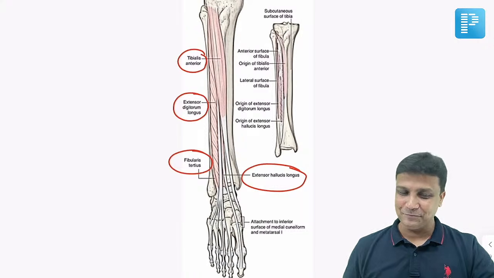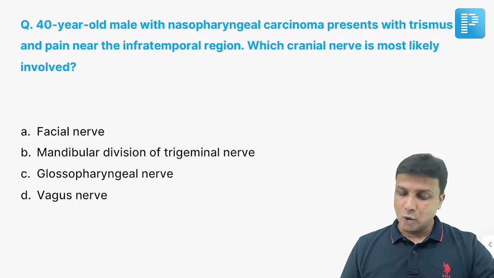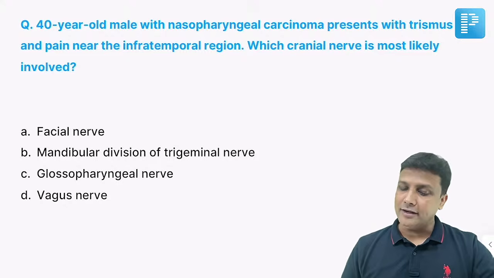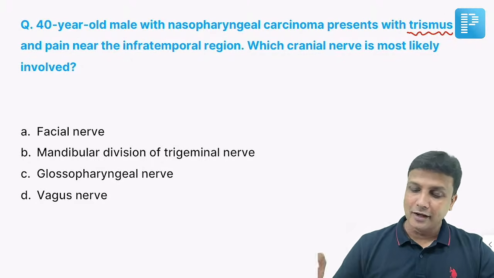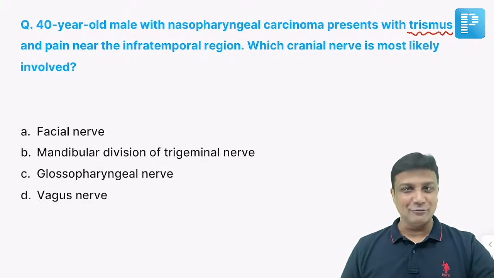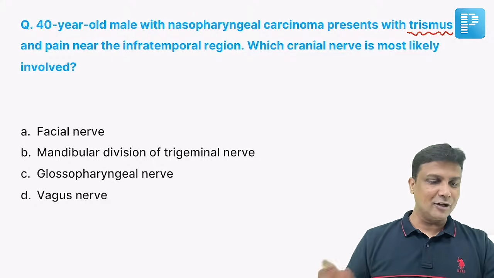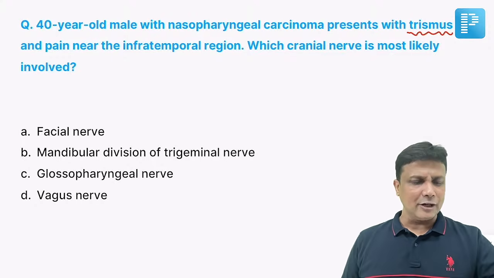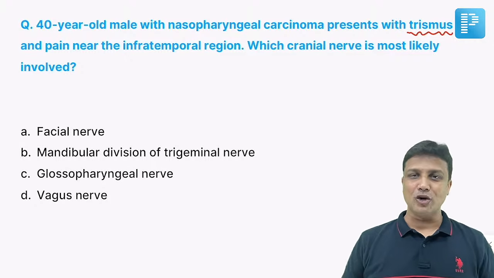Perfectly done here, sir. Now moving ahead, a 40-year-old male with the nasopharyngeal carcinoma presents with trismus and pain near the infratemporal region. Which cranial nerve is most likely involved? First of all, trismus, that is the lock jaw. Now I'm actually seeing your chat box over there, my dear friends. Can you please tell me what is the muscle that is involved in trismus, most commonly involved in trismus?